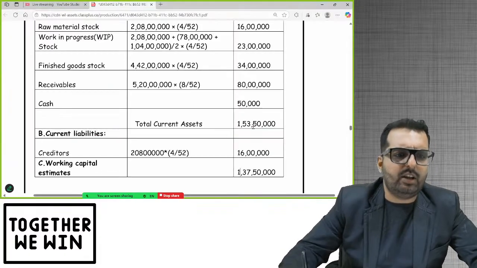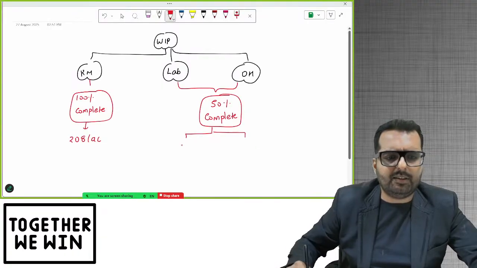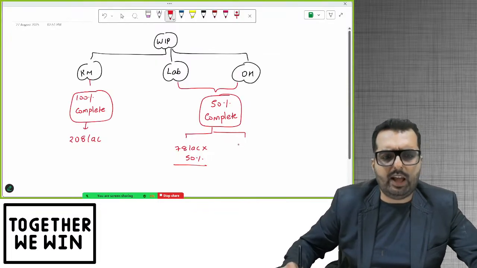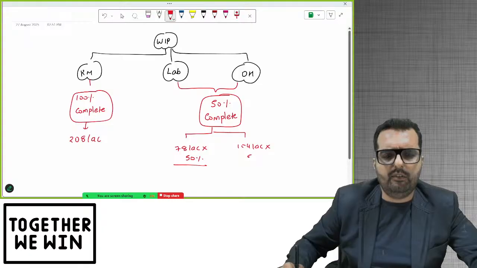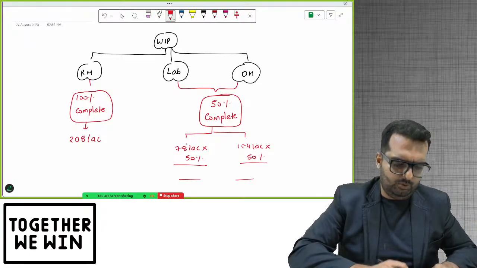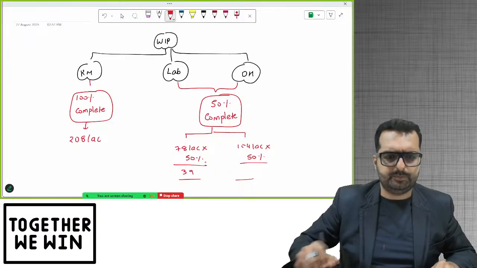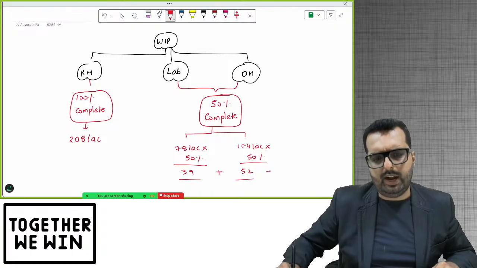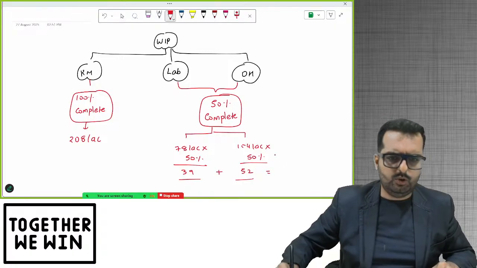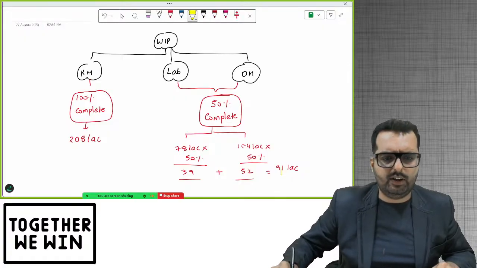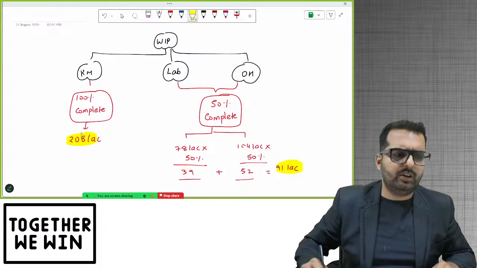But here, what they have done, they had 78 lakh plus 104 lakh. So this they have taken 50% complete. Even the other 104 lakh also they have taken as 50% complete. So if you take 78 into 0.5, you get 39, and 52 for the other. When you add up these two, you get the answer as 91 lakhs. So now they have taken 91 lakhs here plus 208 lakhs over here.